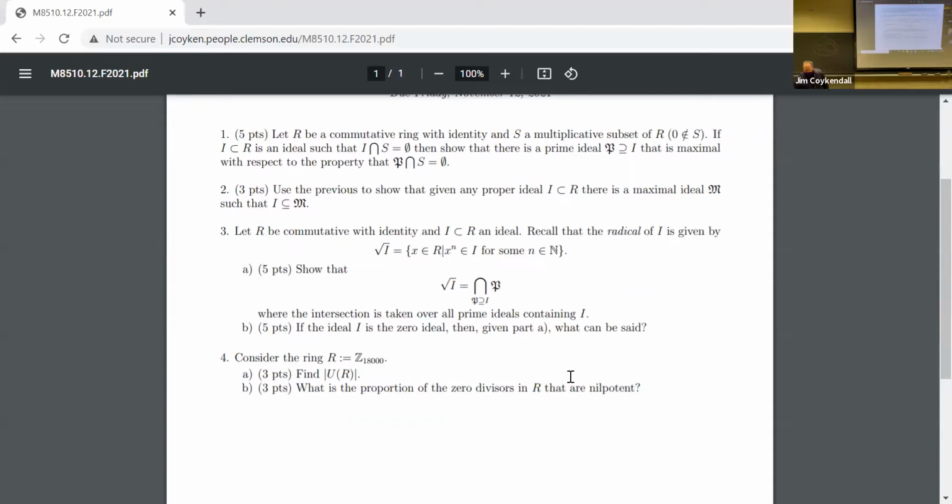And finally, number 4 is just let's get our hands dirty and do some computations. You'll be able to do this after today for sure, because the Chinese Remainder Theorem is quite helpful. Suppose you have Z mod 18,000. Count the units. How many units are in here? And in part 3, what is the proportion of the zero divisors that are nilpotent? Okay, any questions on that?